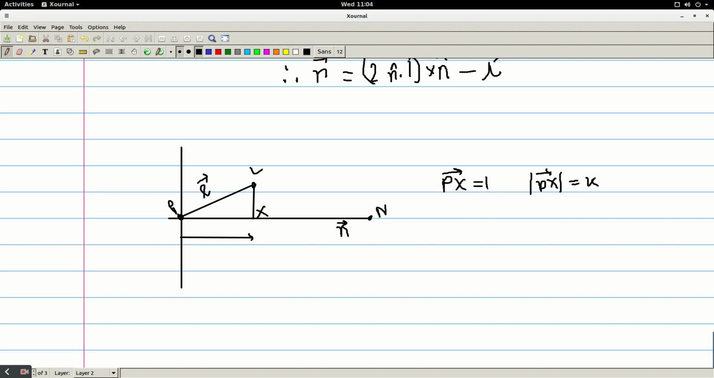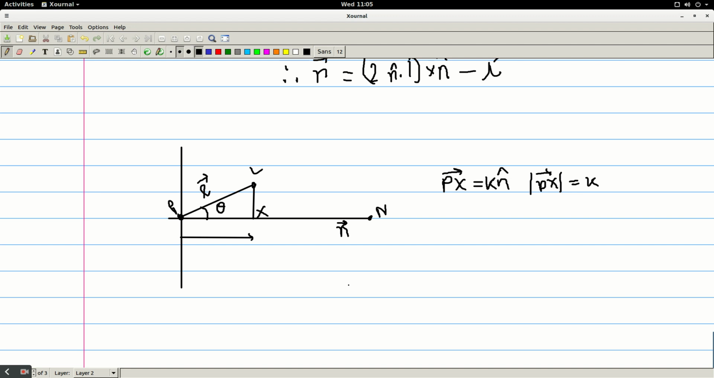We can say that this is going to be k n hat. Is this thing clear? Because we can find a unit vector that goes along Pn, that's the n hat, and you can multiply that with k to get this vector Px. So this is where you can bring in a little bit of trigonometry.